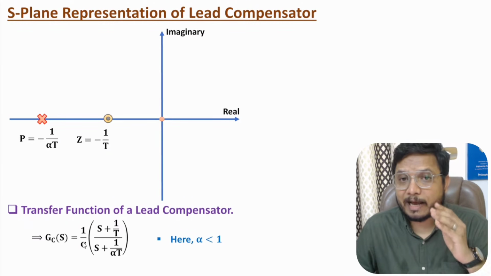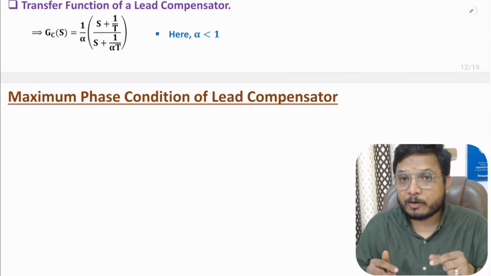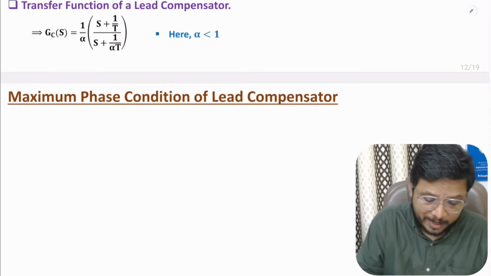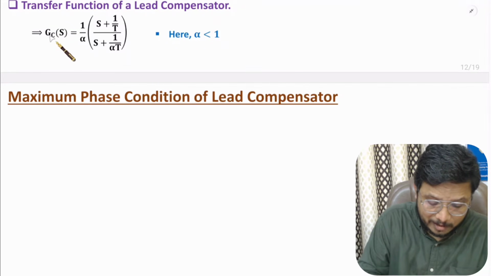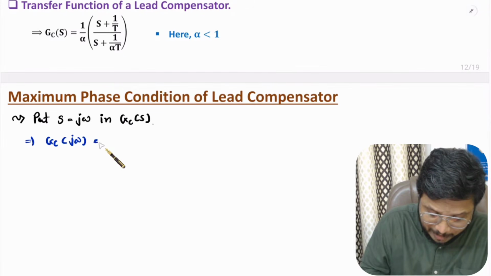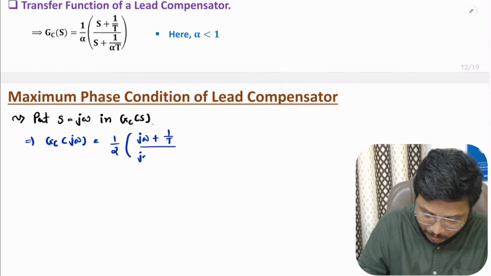Now I will derive maximum phase condition of lead compensator. To derive maximum phase condition, we need to substitute s equals j omega in transfer function of lead compensator. So here we have transfer function of lead compensator. In this, we need to substitute s equals j omega. If you substitute s equals j omega in this, then transfer function will be 1 by alpha into j omega plus 1 by T divided by j omega plus 1 by alpha T.